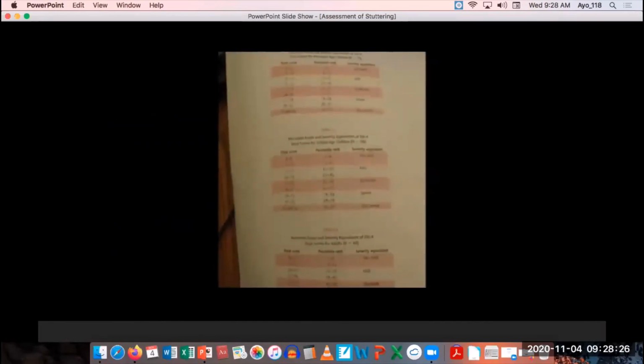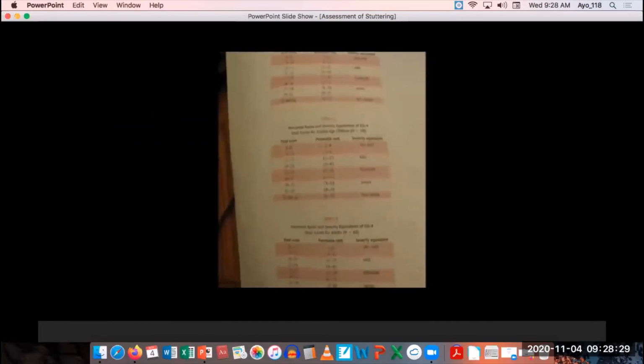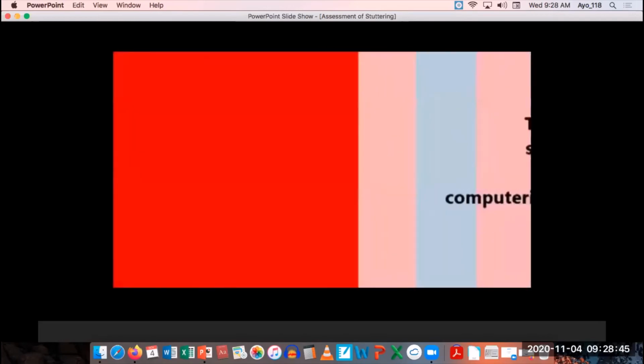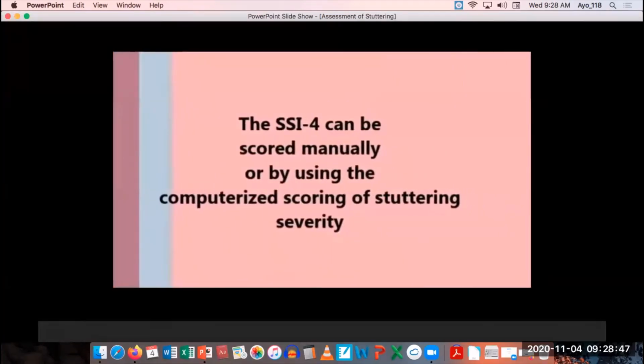Page 1 of the scoring sheet includes information about the client's history and other important information. It also includes tables that determine the scores for frequency, duration, and physical concomitants. On page 2, the total score is determined, along with the percentile rank, and the severity of the stutter can be determined. Page 3 corresponds to non-readers' frequency computations. These calculations are necessary to determine the percentage of stuttered syllables. Page 4 is for the reader's frequency computations. The SSI-4 can be scored manually.